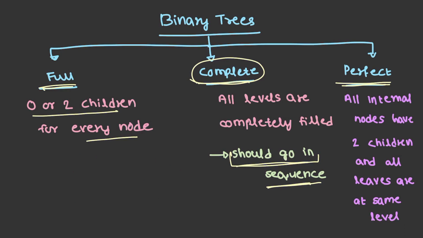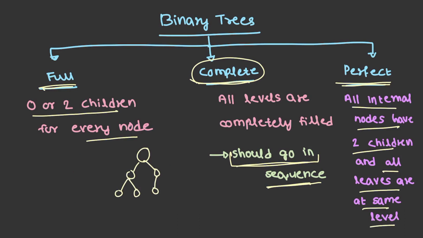Finally, we have the perfect binary tree where all internal nodes have 2 children and all leaves are at the same level. That means if you consider a tree, this is the root, these are leaves. Both of these are internal nodes. This has 2 children and this has only 1 child. So, this is not a perfect tree. But consider this. Now, this also has 2 children. So, all the internal nodes have 2 children.